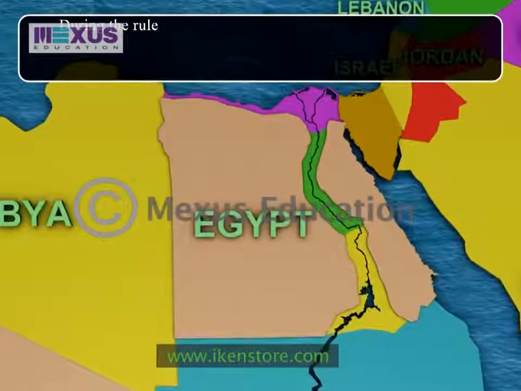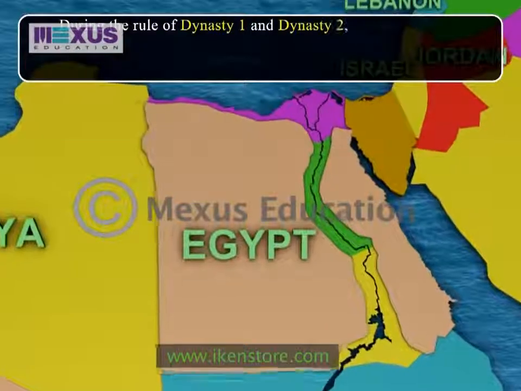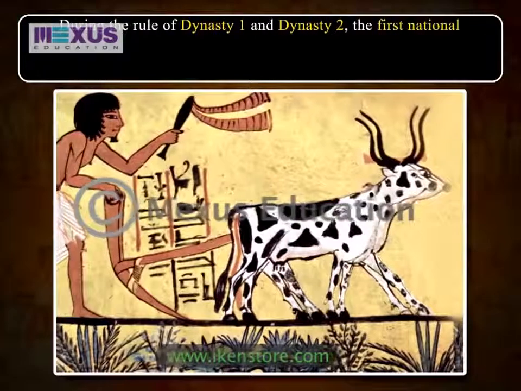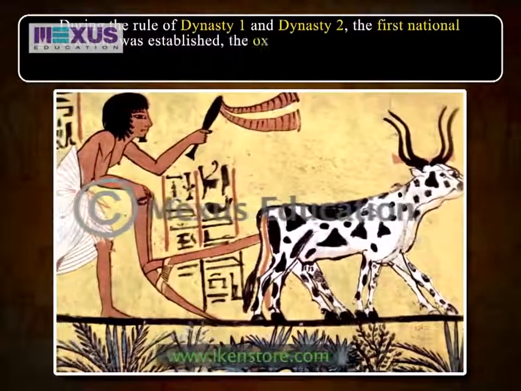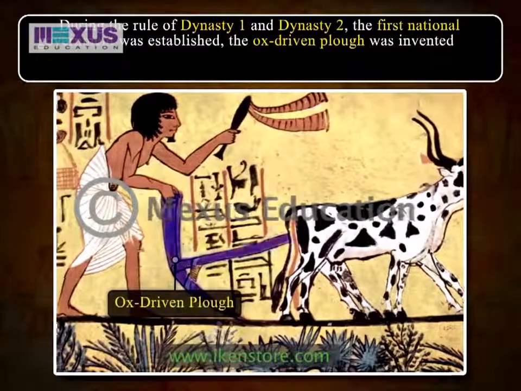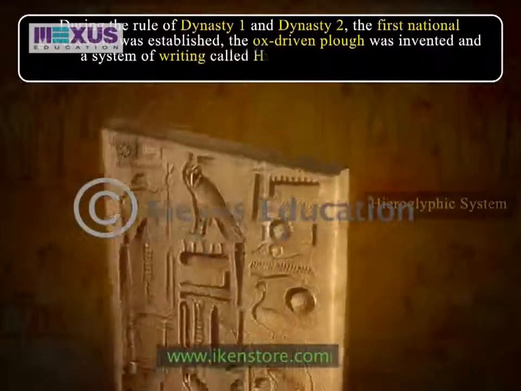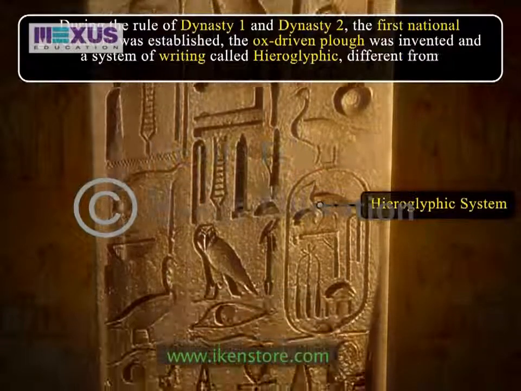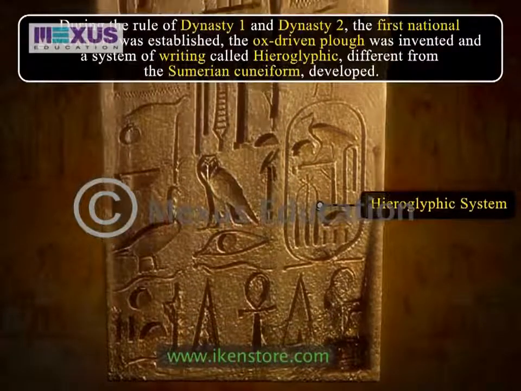During the rule of Dynasty I and Dynasty II, the first national government was established, the ox-driven plough was invented, and a system of writing called hieroglyphic, different from the Sumerian cuneiform, developed.